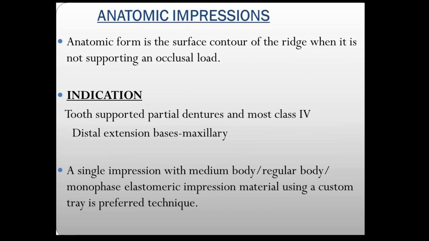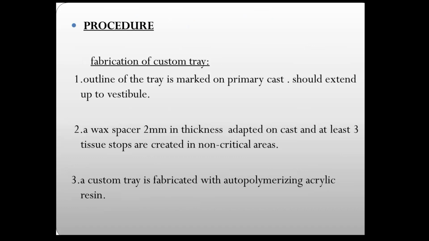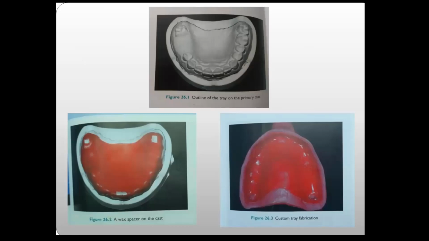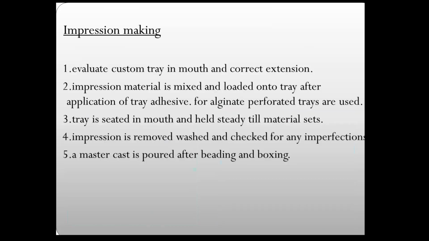For the fabrication, we will mark the extension of the special tray on the preliminary cast, and adapt a spacer of 2 mm with base plate pads, and tissue stops are placed. Using resin we fabricate a special tray, and we take the final impression with a medium body, regular body, or elastomeric impression material.